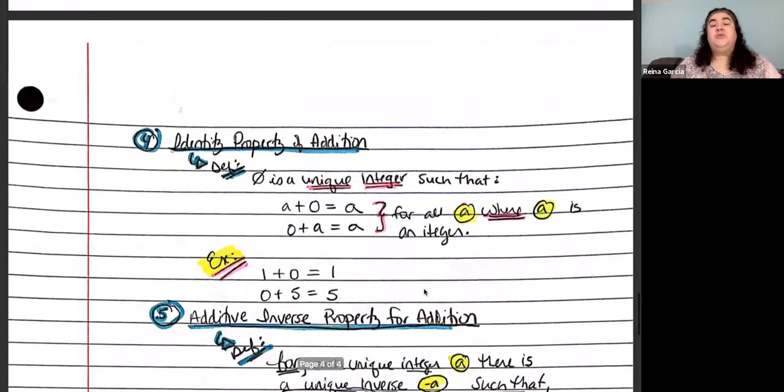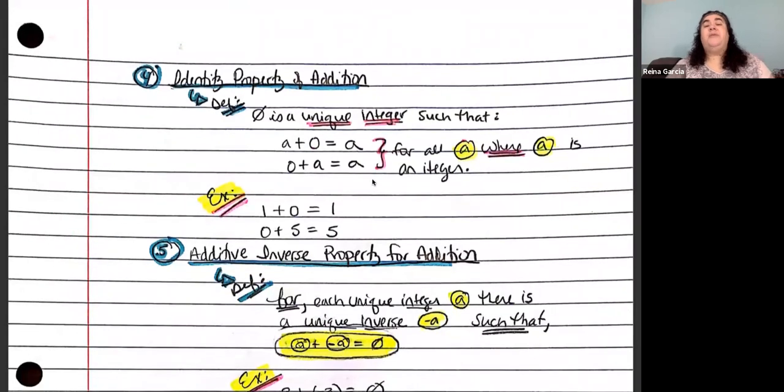Now, moving on to property number 4, the identity property of addition. This is still the same identity property that we saw earlier when discussing addition, and that is that 0 is a unique integer such that when you add 0 to any integer, you still have that integer. So A plus 0 will still be A, and even if we switch it, because addition has commutative properties, 0 plus A will still also be A, for all integers A, where A is an integer.